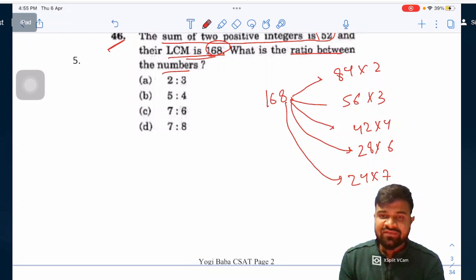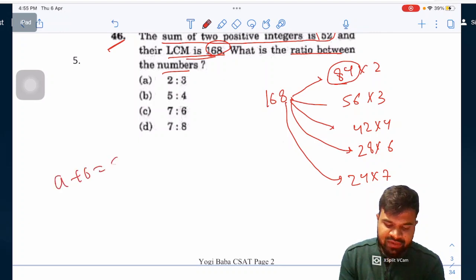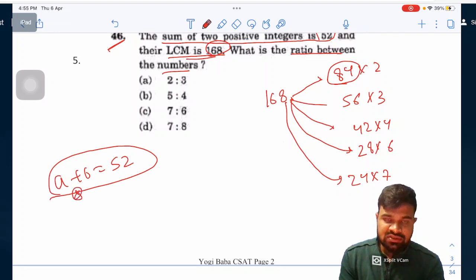Now, these are the factors for 168. Okay, now this cannot be possible because of 84. Now, what is happening? The numbers a plus b is equal to 52. The sum of the numbers is 52.